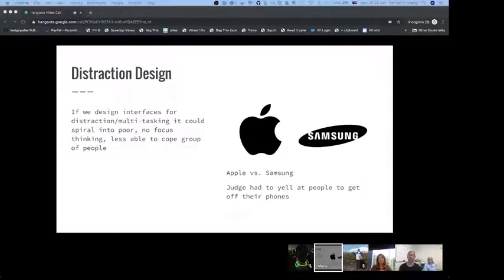And then he presented an example of a court case, Apple versus Samsung. The judge had to yell at people to get off their phones.